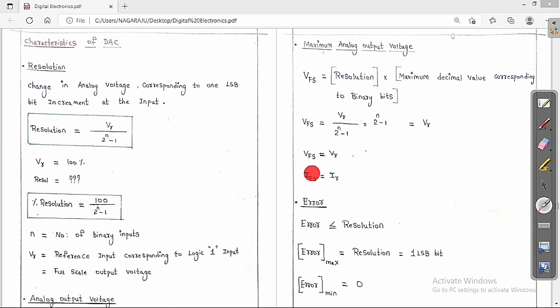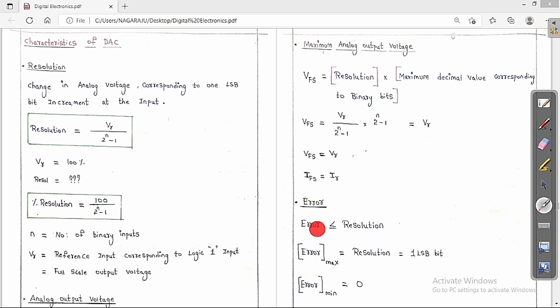Therefore, the maximum analog output voltage, or full scale voltage, is equal to the reference input voltage corresponding to logic 1 input, and similarly the maximum analog output current, or full scale current, is equal to the reference input current corresponding to the logic 1 input. These are the things that you always have to keep in your mind.